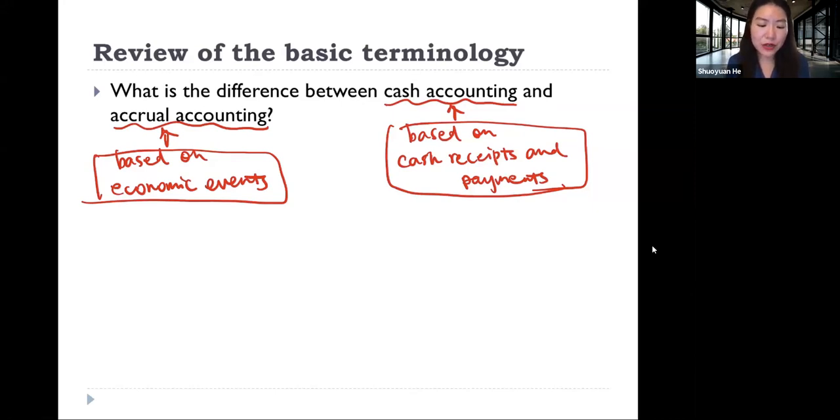And then which one do you think is considered a better indicator of future cash flow of the firm? Yeah, that is actually accrual accounting. So that is one of the pros of accrual accounting. The accounting numbers generated under accrual accounting are considered a better indicator of a firm's future cash flows.